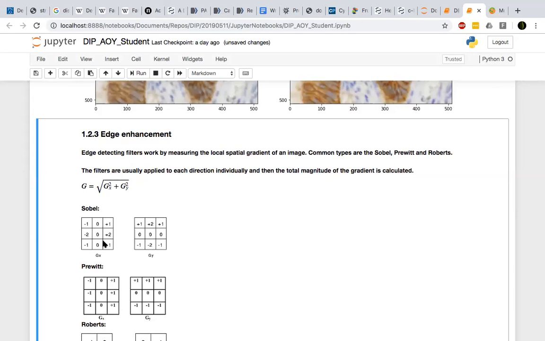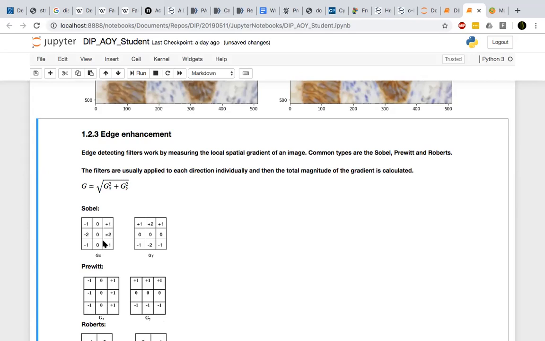The idea being that if I apply this to something that is flat, then let's say on this point, I'm going to have the negative value times this plus the positive value times this. And they're going to give me 0, right? So negative plus positive times a constant gives me 0. But if I have an edge, something that looks like this, then I'm going to have the negative value times this plus the positive value times this. And this is going to give me presumably a large number, right?